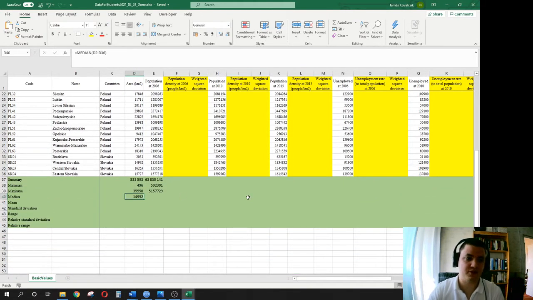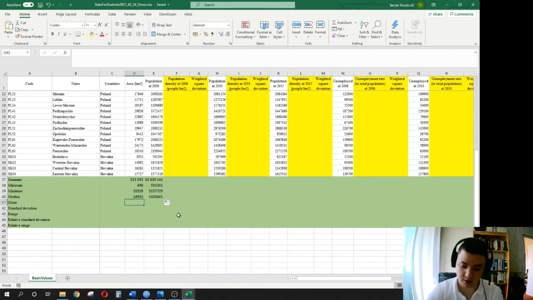Median is the number if you just make a sorting from the smallest one to the largest one. The middle number is the median number for the dataset. Okay, and also for the population as well.